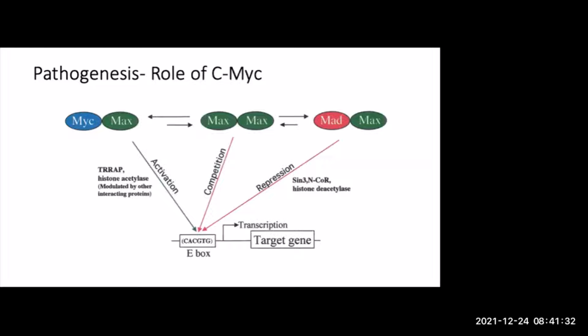c-MYC is a transcription factor, and it forms heterodimers with other molecules such as MAX, which leads to activation of several genes. On the other hand, MAX can form homodimers or form complexes with MAD molecules, and these entities normally inhibit transcription. But in Burkitt's lymphoma, the level of c-MYC far exceeds that of MAD, so it preferentially forms a bond with MAX, leading to continuous activation of the genes.